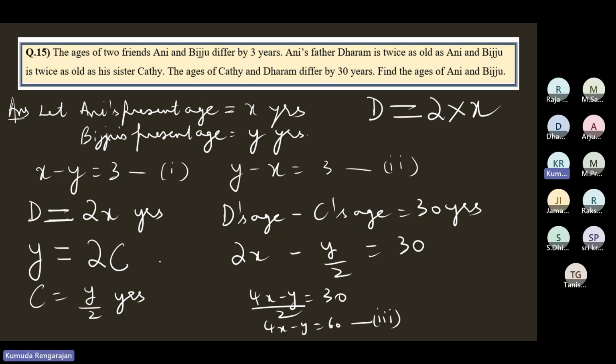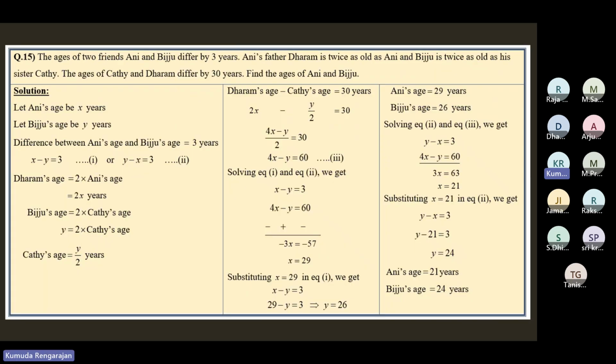That means you must solve equation 1 and equation 3, and equation 2 and equation 3. Don't solve 1 and 2. Solve equations 1 and 3 and find the values of x and y. Also solve equations 2 and 3 and find the values of x and y. So this is how the answer goes. You can see the answer here. Exactly what I explained is here.